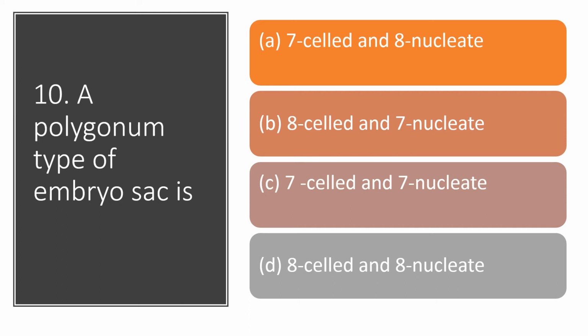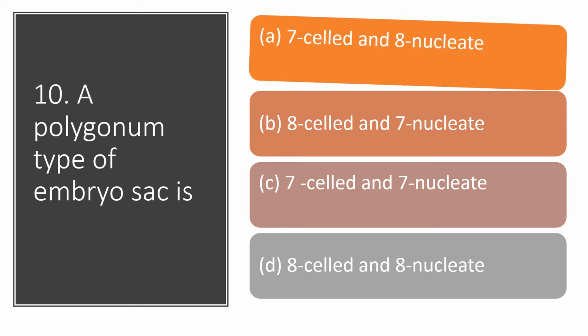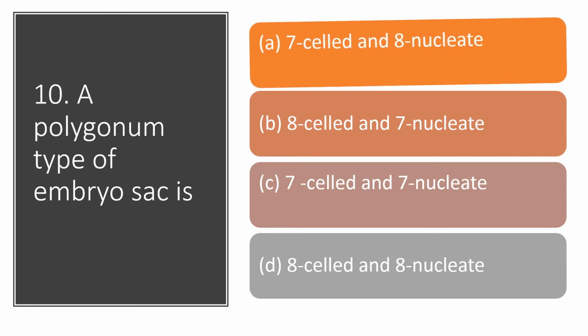7 cells means 3 antipodals, 2 synergids, 1 egg cell and 1 central cell. The 8-nucleate stage means the 3 antipodals have 3 nuclei, 2 synergids have 2 nuclei, the 1 egg cell has 1 nucleus, and the central cell has 2 nuclei. So there are 8 nuclei and 7 cells. This type of embryo sac is called a polygonum type of embryo sac. So the correct option is A, 7-celled 8-nucleate stage.